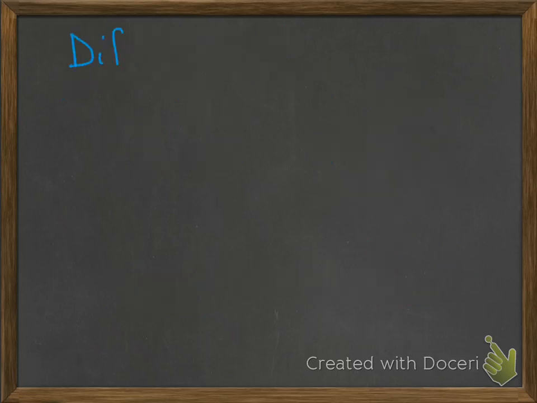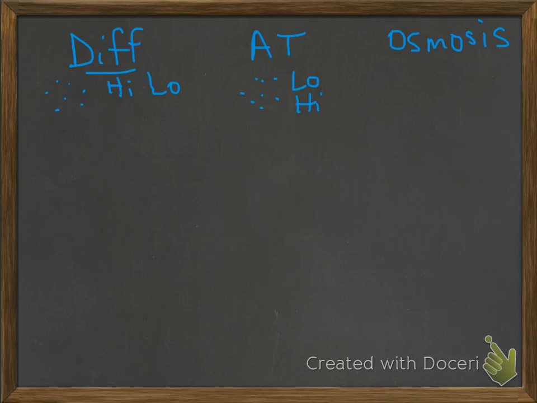Alright, so diffusion, active transport, and osmosis. All three of these discussed how things enter and exit our body. So diffusion was movement of molecules from high to low. Active transport was the movement of particles from low to high. And osmosis was the movement of water from an area of low concentration of materials to an area of high concentration.